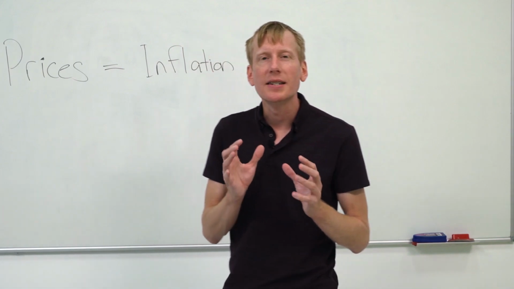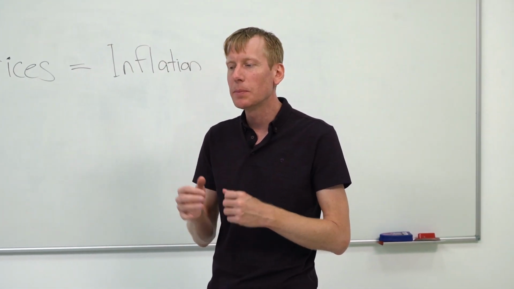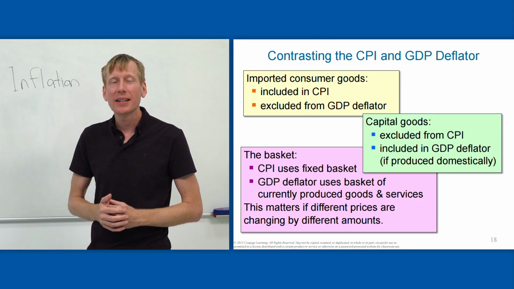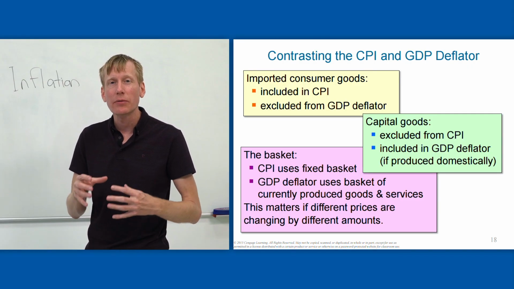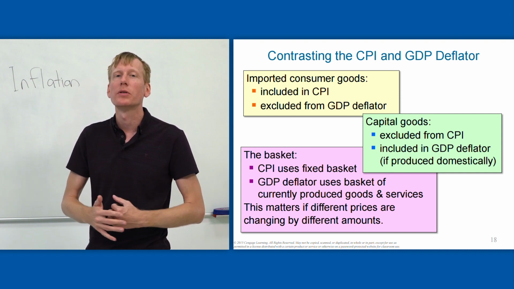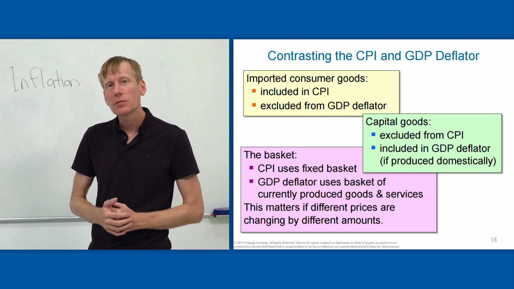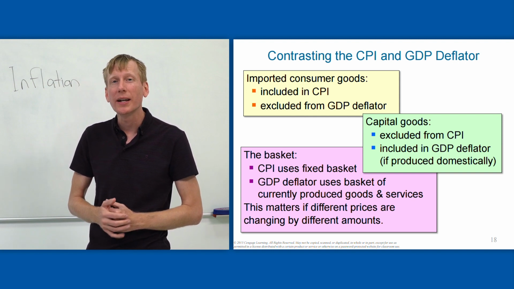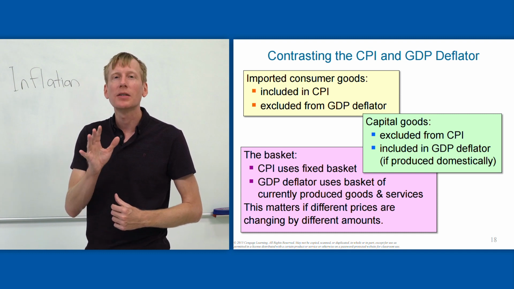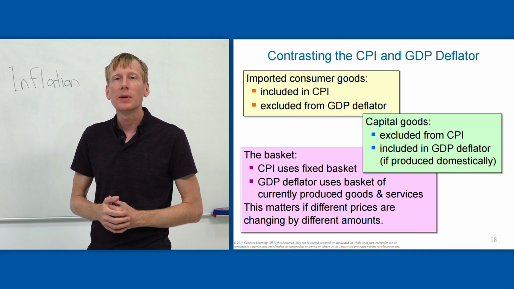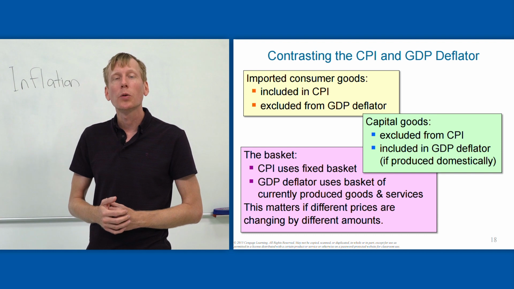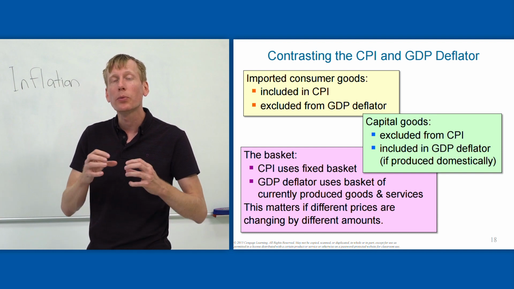Now, to contrast the CPI basket versus the GDP deflator basket, first to point out, the CPI is intended to represent the cost of living for the average consumer, whatever it is that they buy, no matter where and when it was produced. So CPI does incorporate the cost of imported consumer goods, but the GDP deflator does not. The GDP deflator, because it's based on calculations of GDP, incorporates only the prices of goods that are produced in the country.